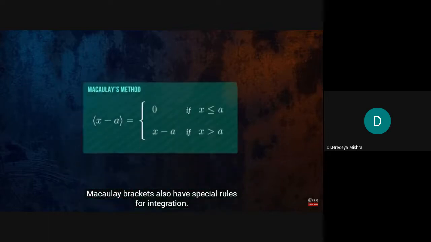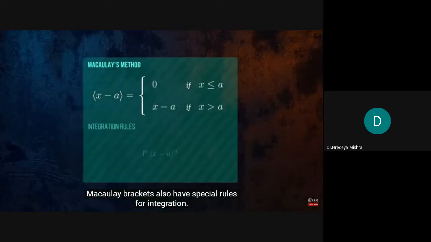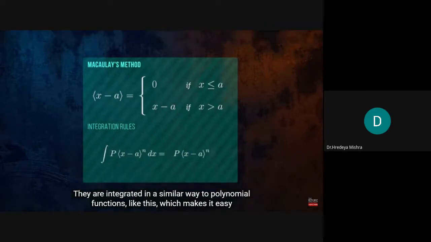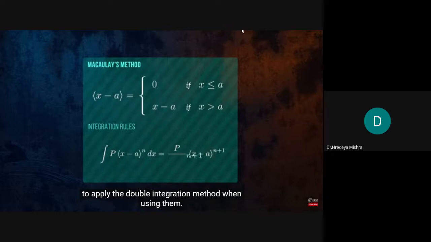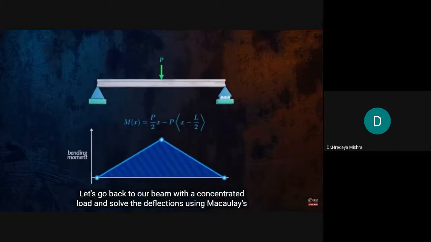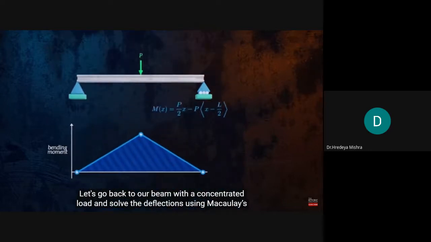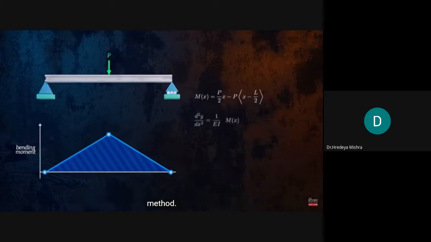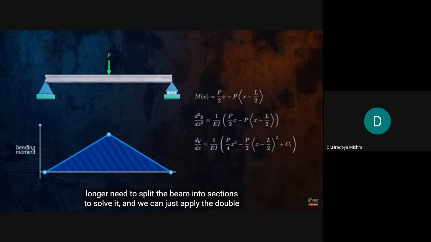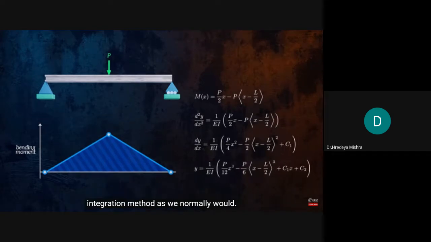Macaulay brackets also have special rules for integration. They are integrated in a similar way to polynomial functions, like this, which makes it easy to apply the double integration method when using them. Let's go back to our beam with a concentrated load and solve the deflections using Macaulay's method. Since we have a single expression that defines M along the full length of the beam, we no longer need to split the beam into sections to solve it, and we can just apply the double integration method as we normally would.